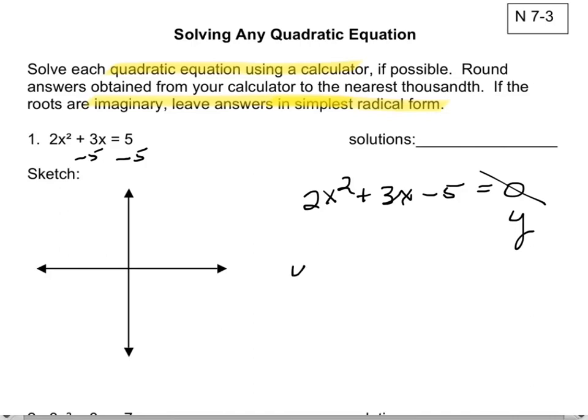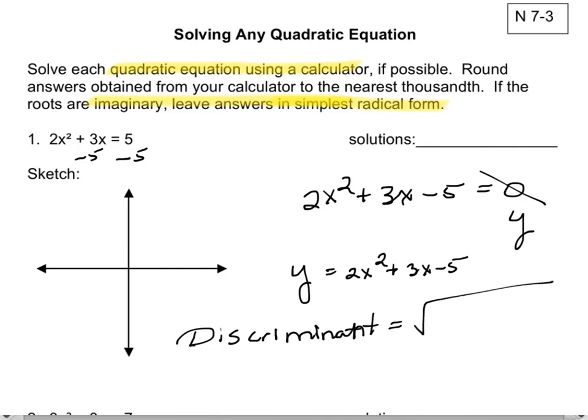So you're going to enter y equals 2x squared plus 3x minus 5 in the calculator. Then you're going to hit graph, and you're going to sketch. If your discriminant is positive or 0, and I'm going to remind you that the discriminant, and this is a way you can check real quickly, is what's under the radical. That's this part under the radical, which is b squared minus 4ac.